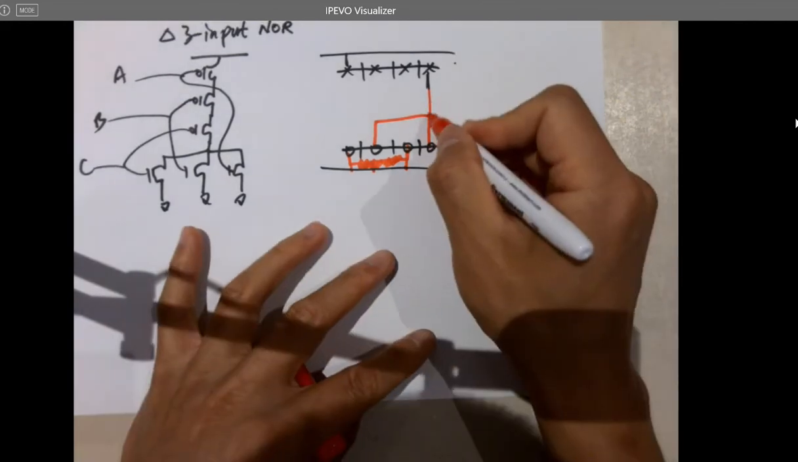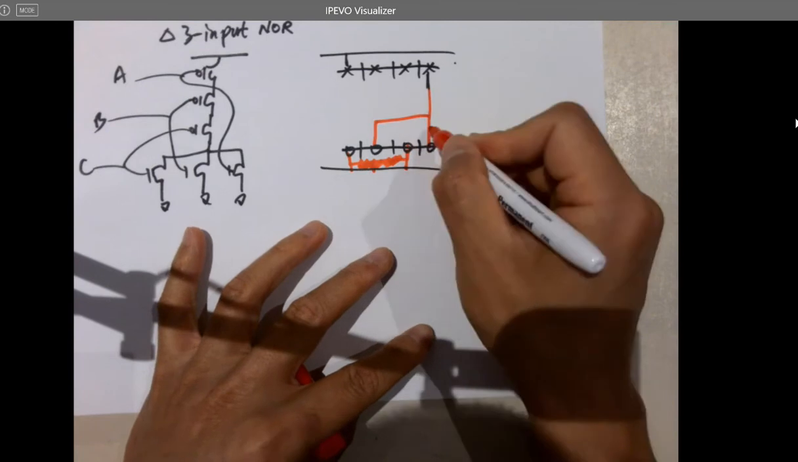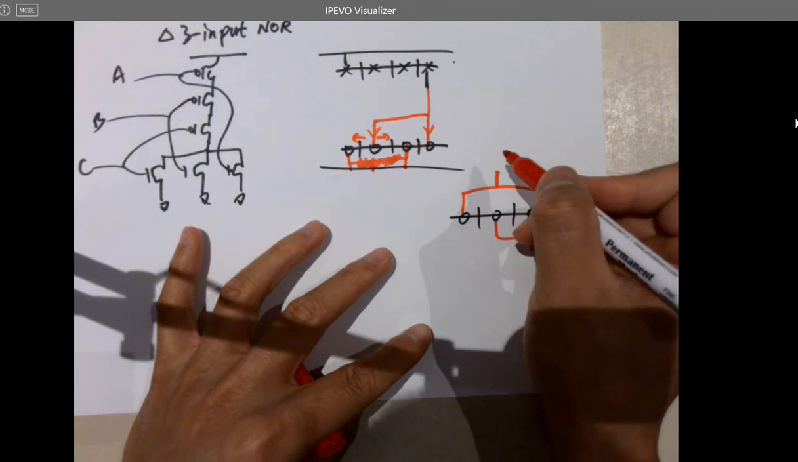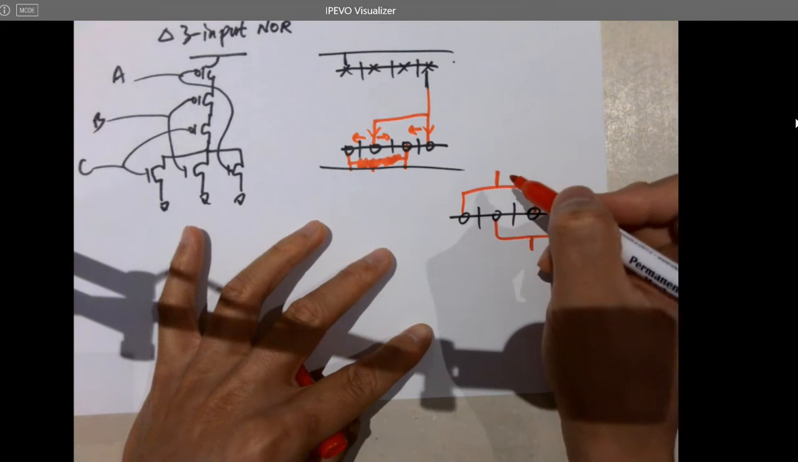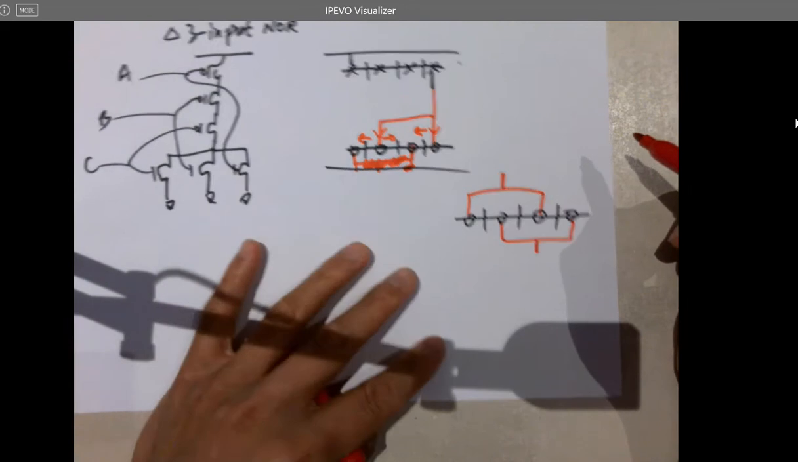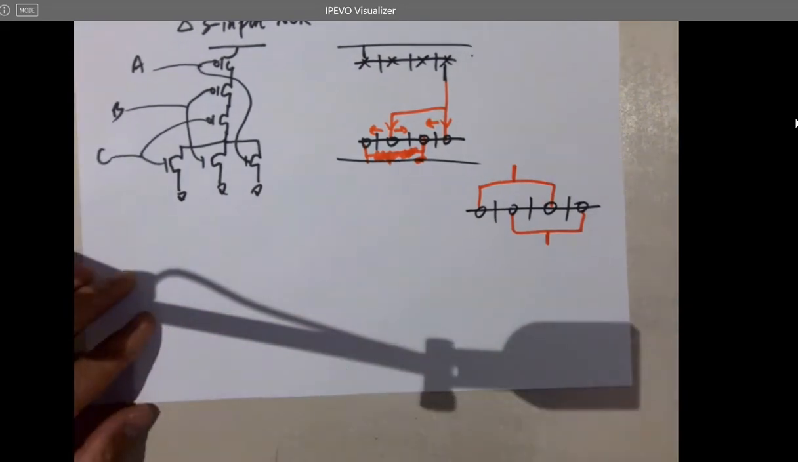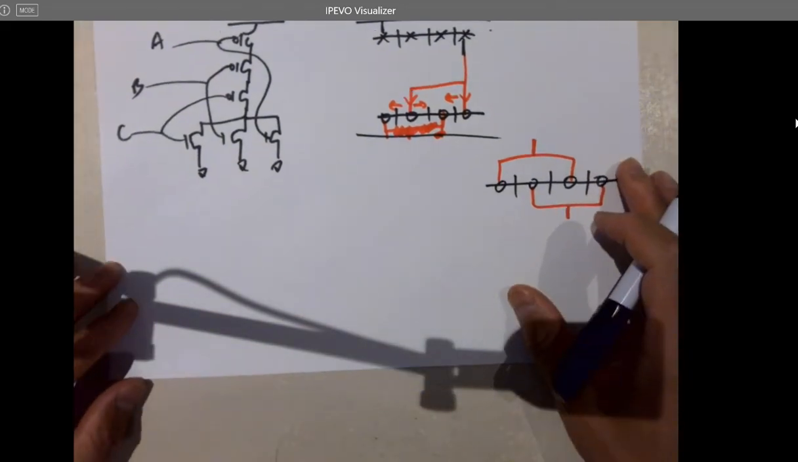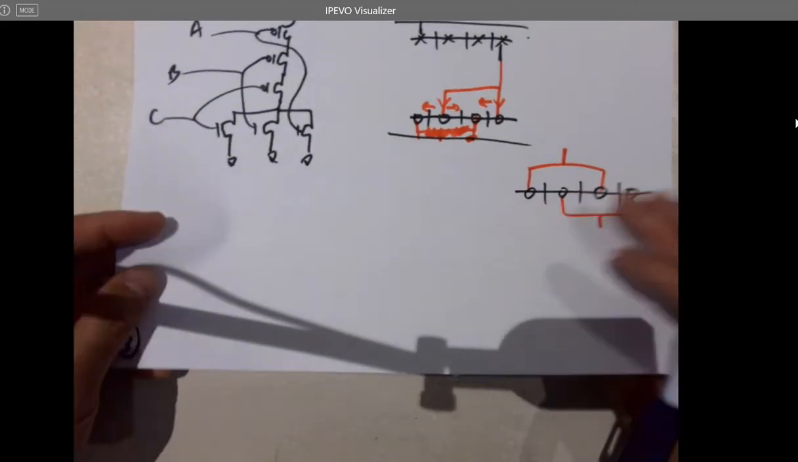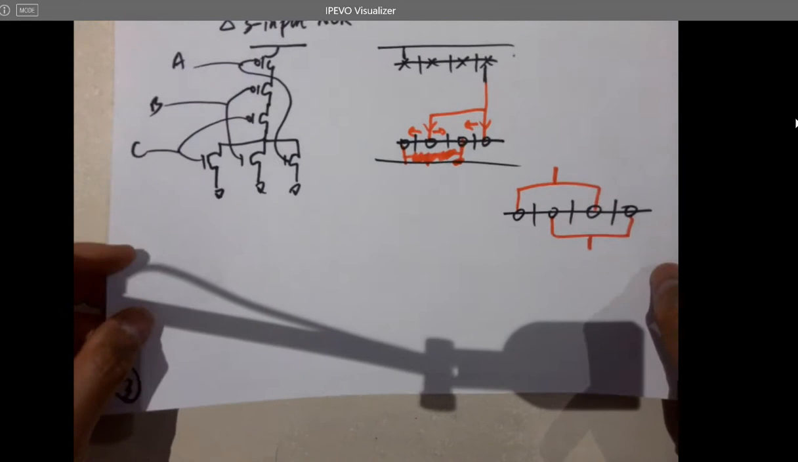So the current is being split in here, here, and here, and 1, 2, 3. 3 branches and merges at the ground. Make sense? Cool.